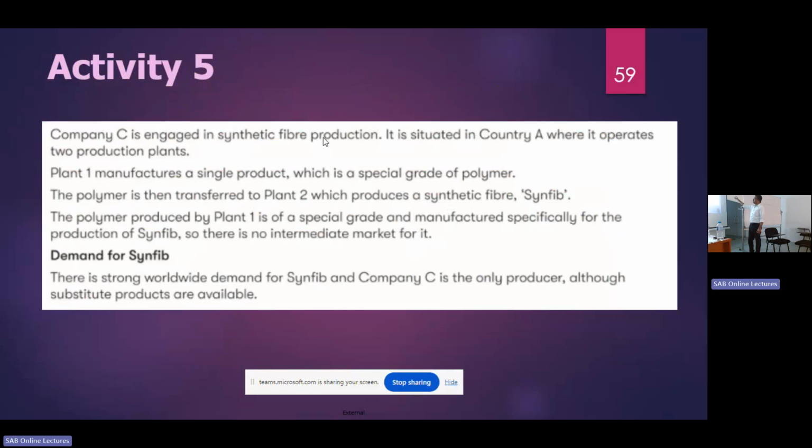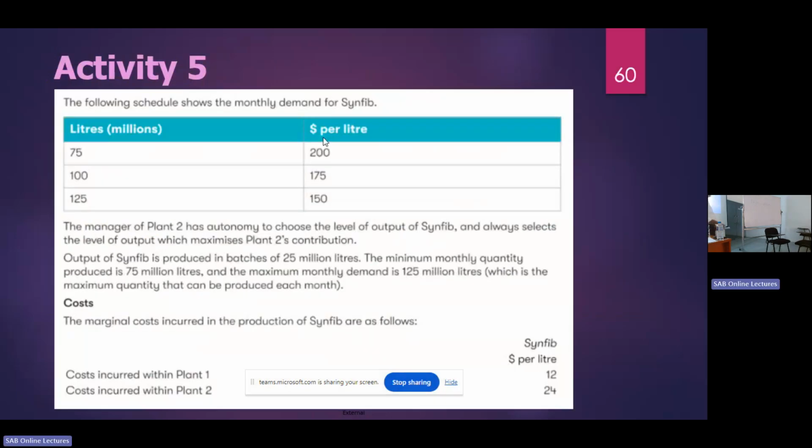There is a strong worldwide demand for synfib. There is a big demand for this. And company C is the only producer. The following schedule shows the monthly demand. Million, 75, 100 and 125. You can sell for 200, 175, 150. They have applied the law of demand, right? You can sell a larger quantity when the selling price is low. So if you are producing 75, you can sell 1 for 200.